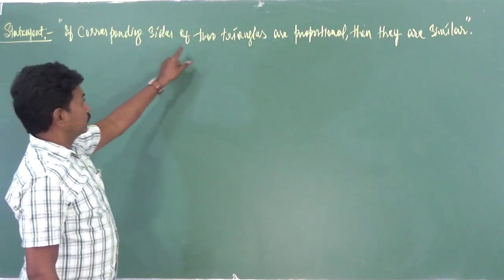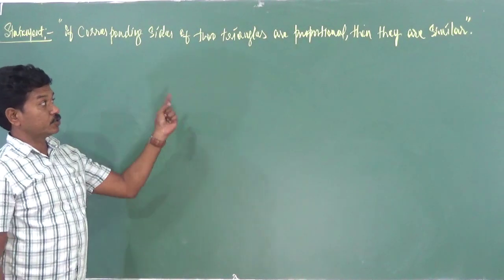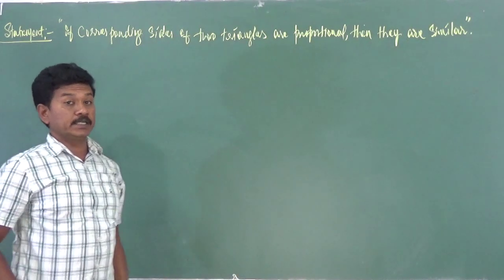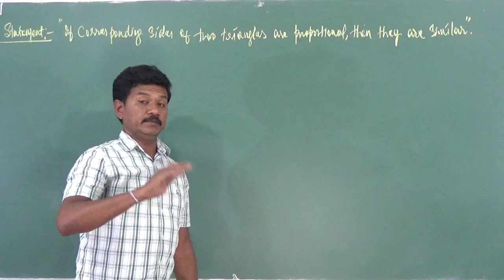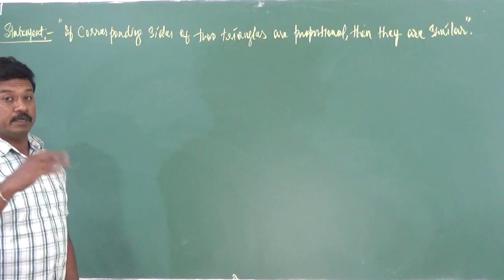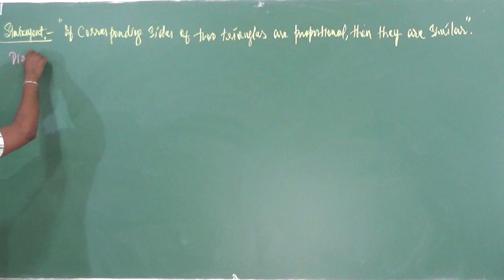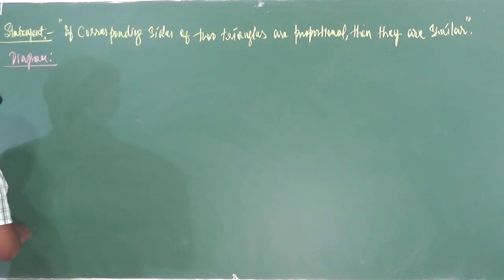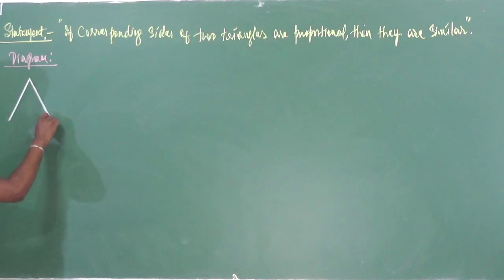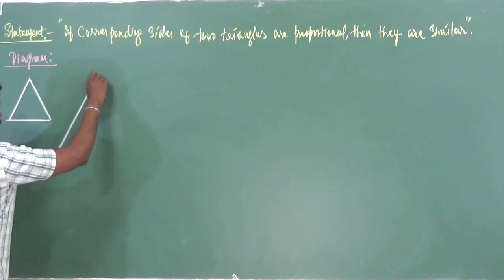If corresponding sides of two triangles are proportional, so I have to draw two triangles now. As I am going to prove later that these two triangles are similar, I should not draw both the triangles of the same shape and same size. They should have the same shape but different sizes. Okay, let's get into the diagram. So I have to draw two triangles now. Let us take one triangle here. Let us take another triangle here.